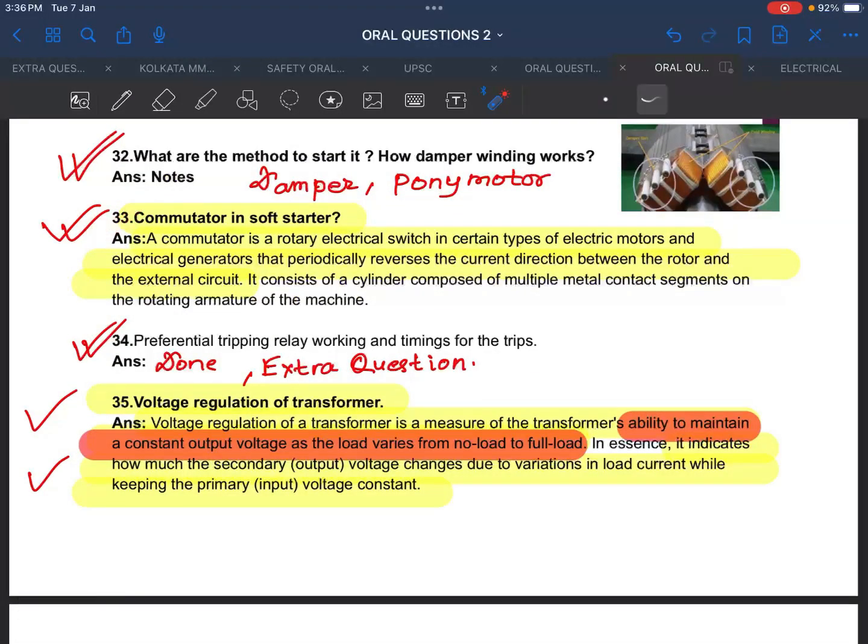Next question. Commutator in the soft starter, I already explained what the commutator is. The main purpose of the commutator is to reverse the current and make the rotation in the same direction.